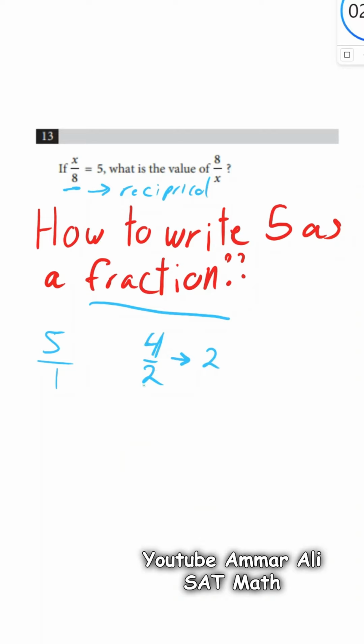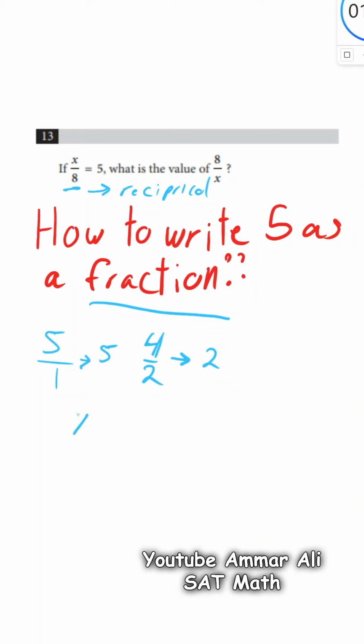Because fractions are kind of like dividing the numerator by the denominator. We know that 4 divided by 2 is 2. So similarly, 5 divided by 1 is equal to 5, right? So we can use this to our advantage when we try to figure out what the value of 8 over x is going to be, right?